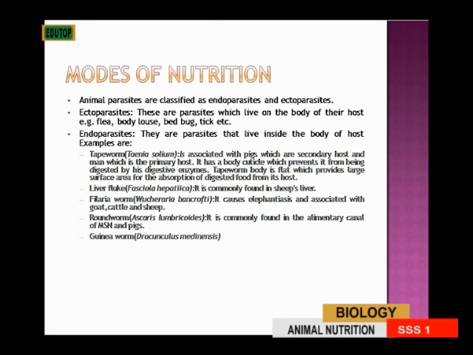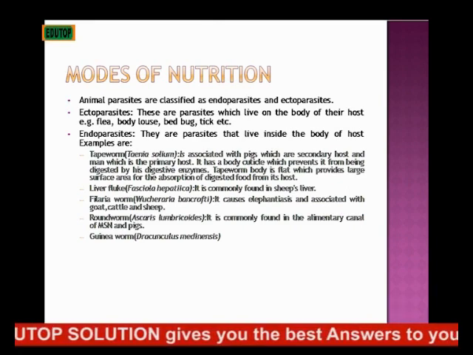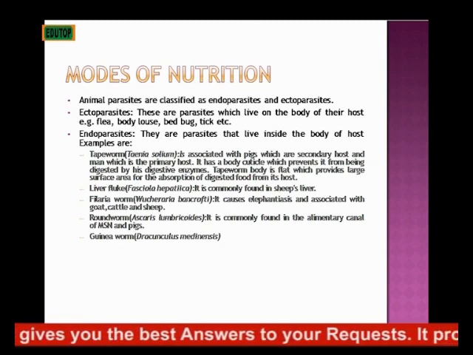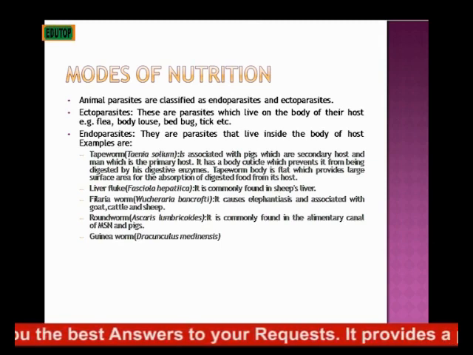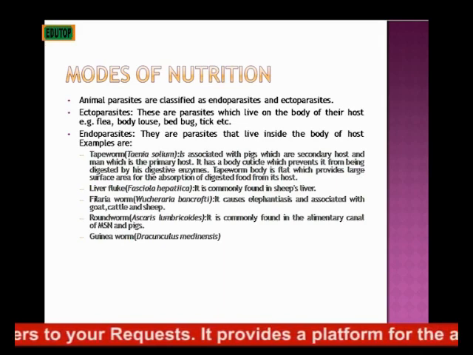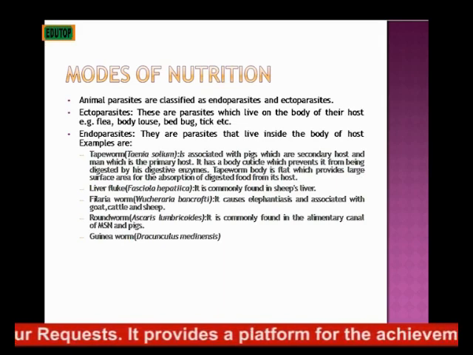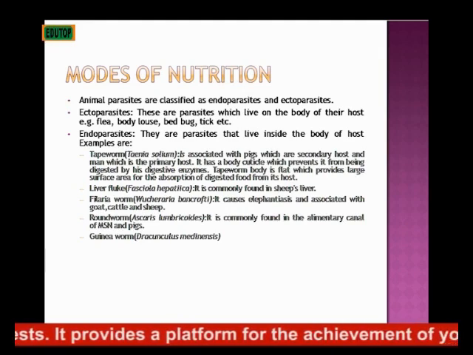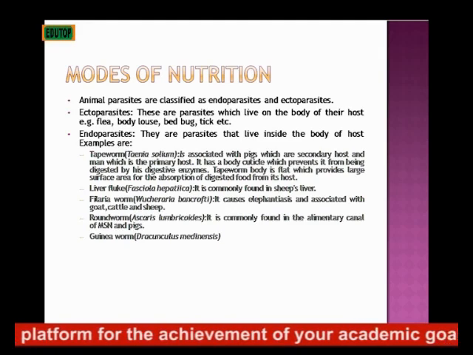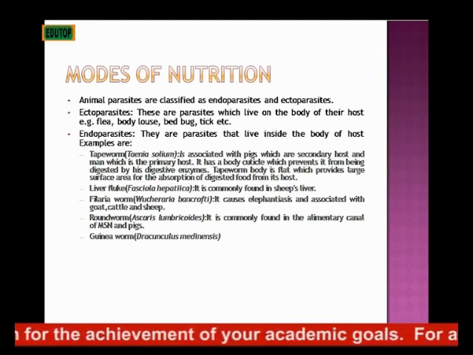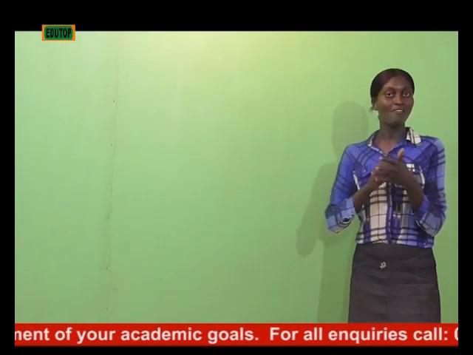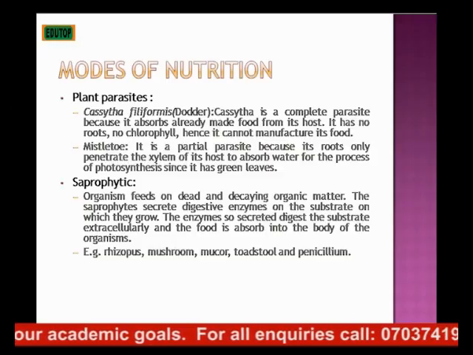Then you have another endoparasite. We have the roundworm. That's the Ascaris lumbricoides. It is commonly found in the alimentary canal of pig too. You find it in pig. So Ascaris lumbricoides, that's another endoparasite. Also, we have guinea worm. Guinea worm is also another example of endoparasite. That's the Dracunculus medinensis.